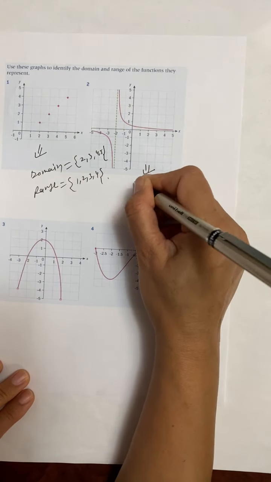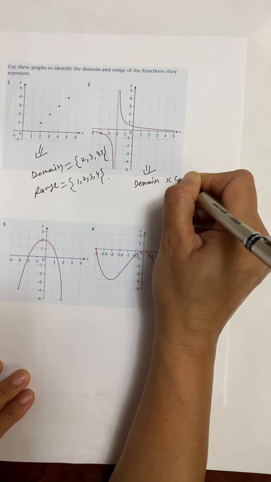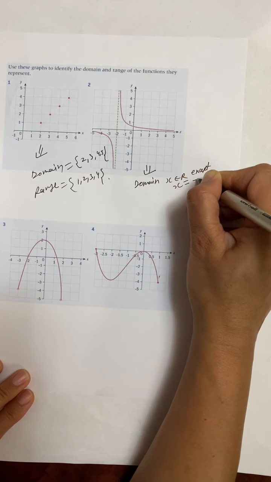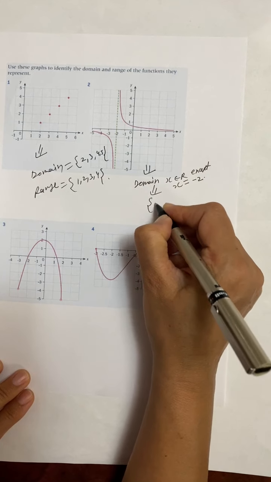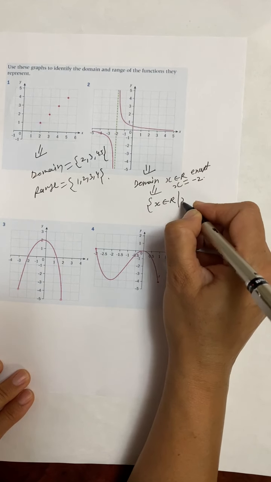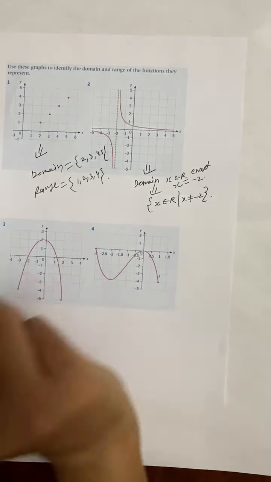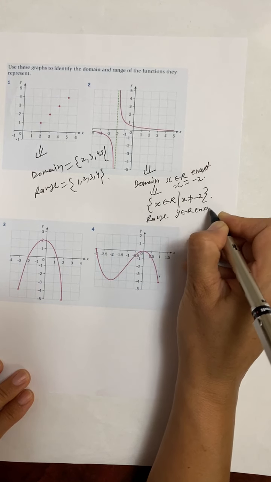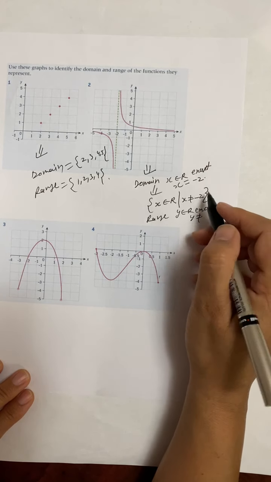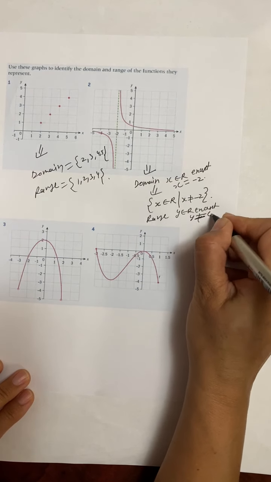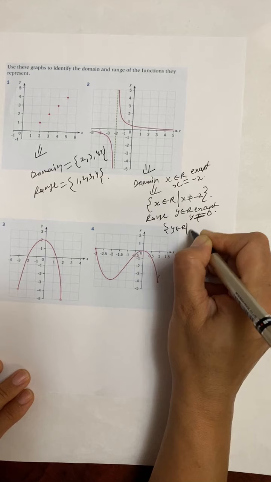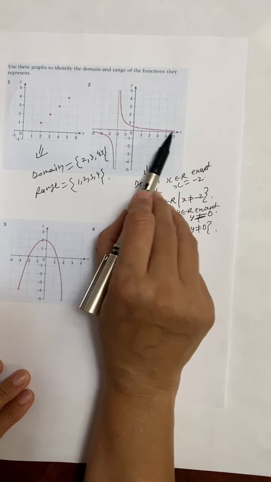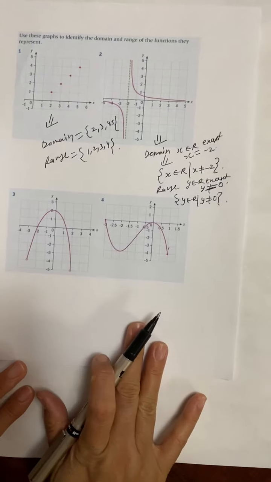Now, in this case, the domain is x belongs to R except x equal to -2. Another way of writing this is x belongs to R and x is not equal to -2. That is your domain. And for range, y belongs to R, but y cannot be equal to 0. From the graph, you can see that there is no value where y is equal to 0.